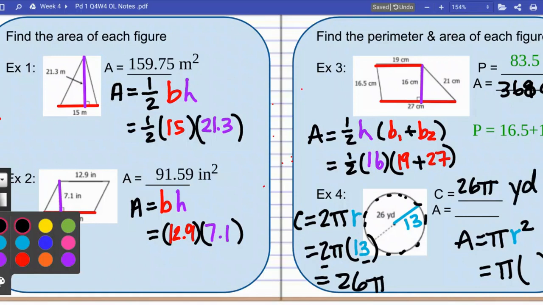If I want to take area, I take the radius and I square it. 13 squared is 169, and then we're going to save the pi for later. So in exact form, this is called 169 pi, and that's in yards squared since it's area.